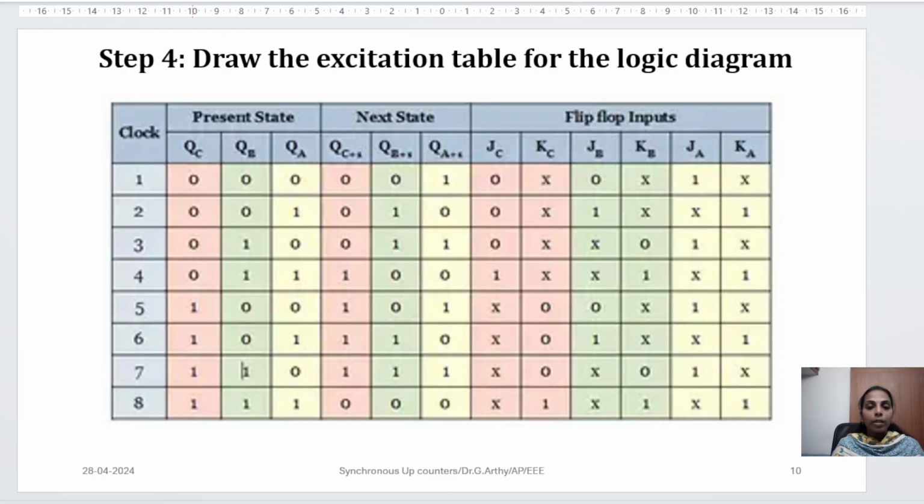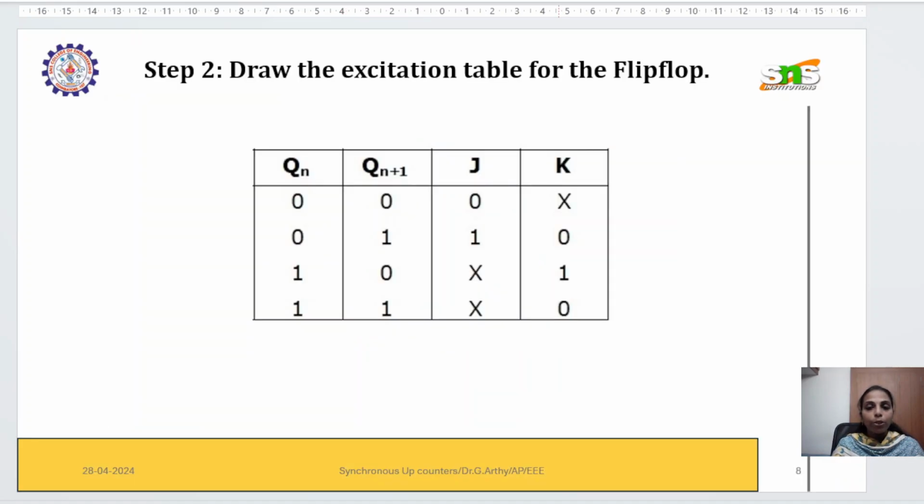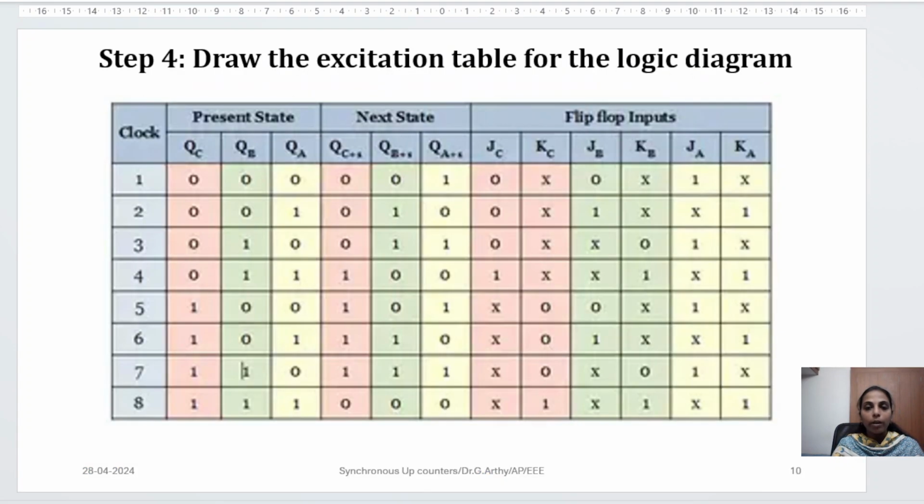Then, let us consider QC. For QC, consider the present state and the next state, that is QC and QC plus 1. For QC and QC plus 1, it is 0 and 0. If the present state and next state are 0 and 0, what will be the values of J and K? It is 0 and don't care. So see, JC and KC will be 0 and don't care.